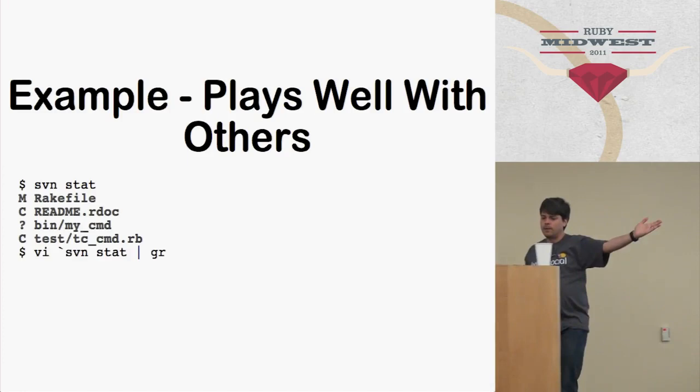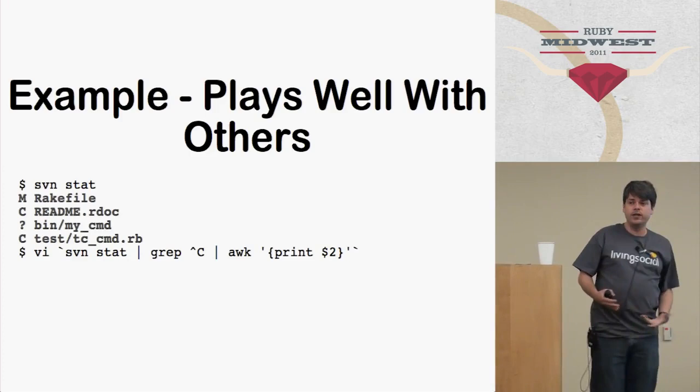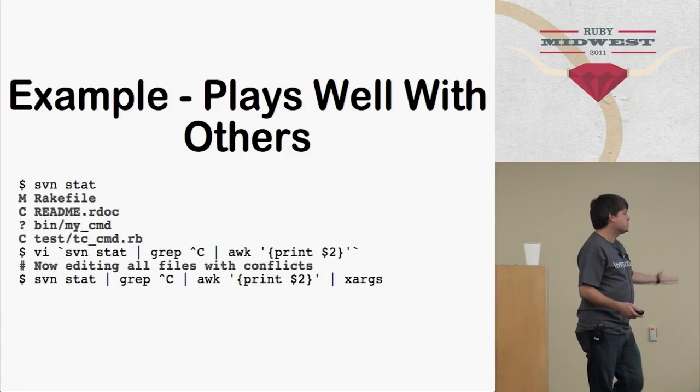I'm going to say, give me the stat, which we just saw, and then show me only things that start with a C, which means they're in conflict, and then yank the second field of that, which is the file name, and send all that to VI to edit and fix, which we are now doing, and then we'll do the same thing to say, hey, Subversion, we're done.